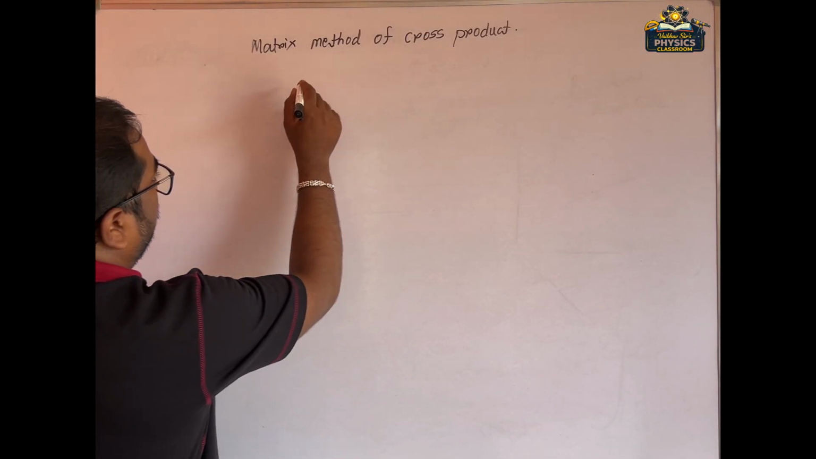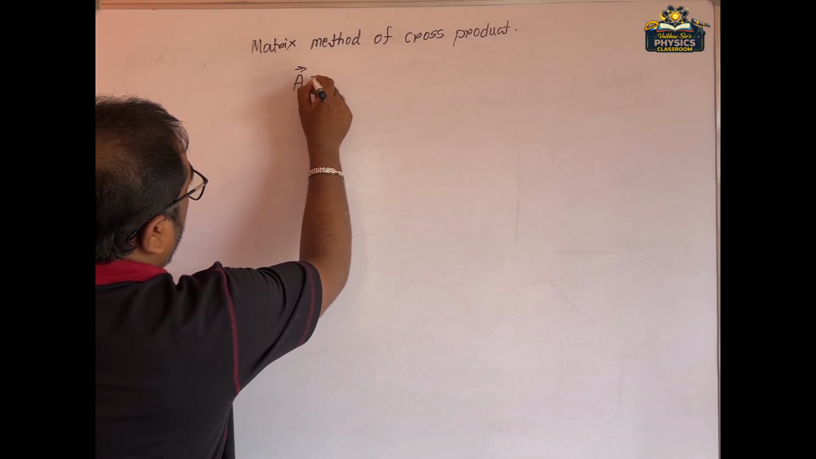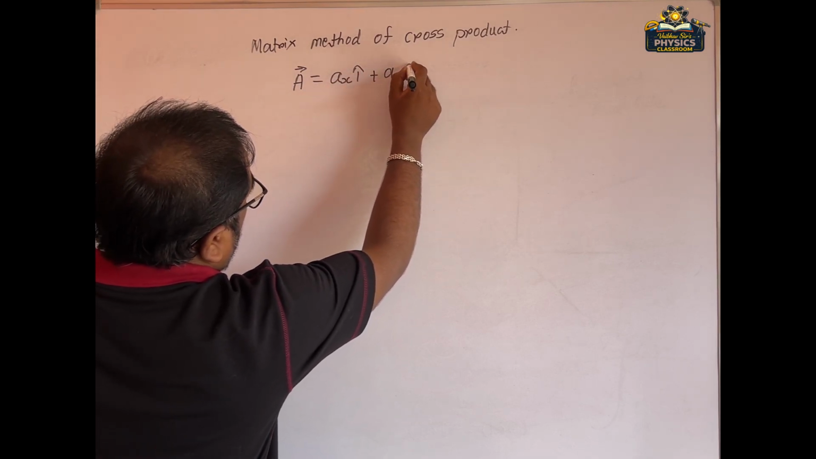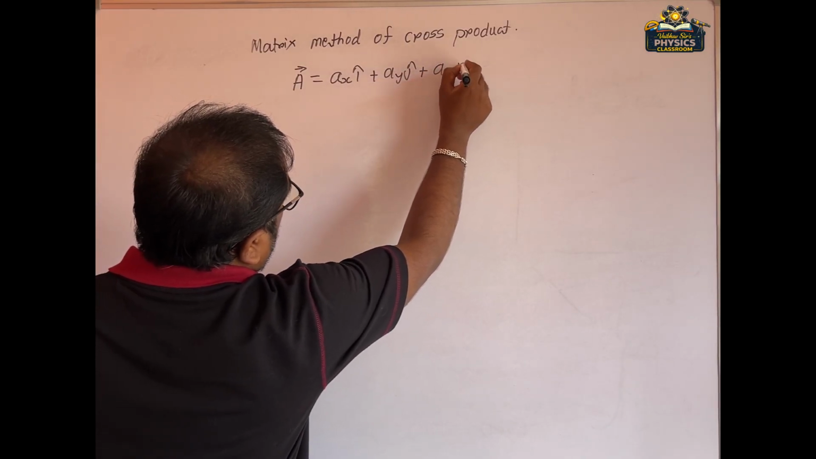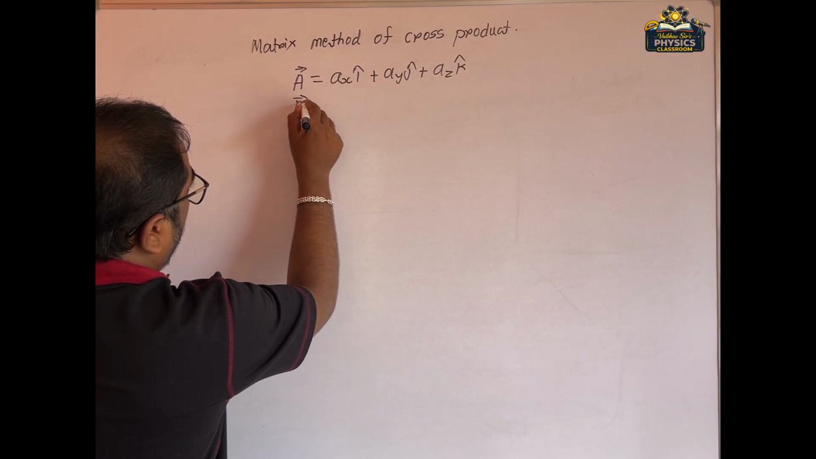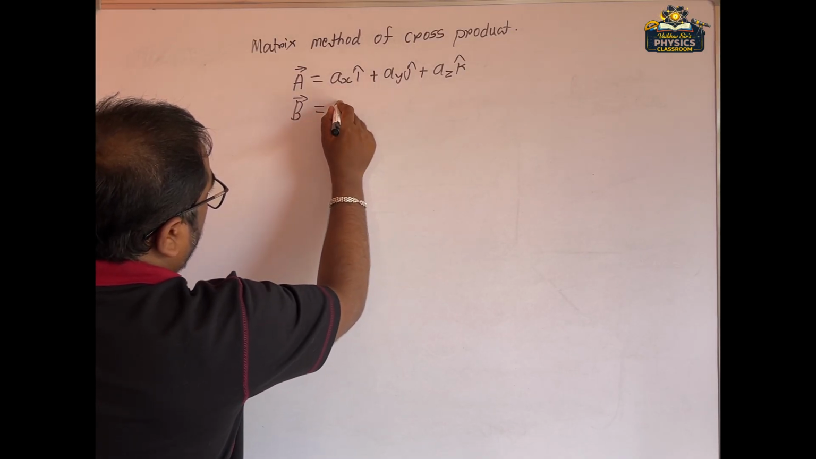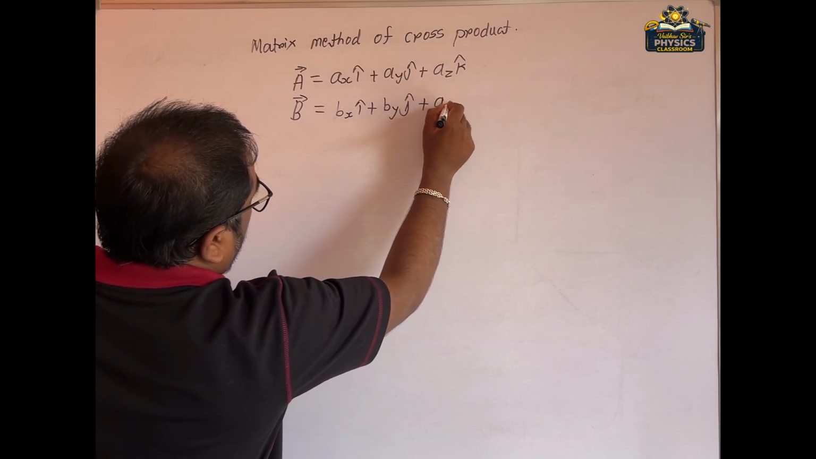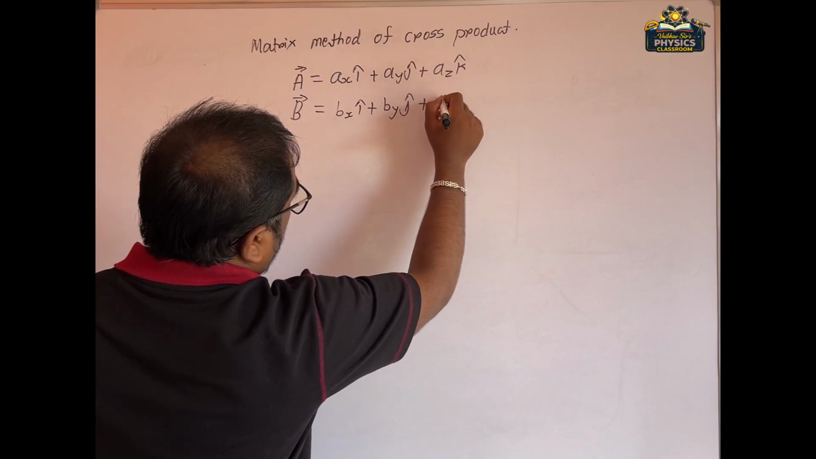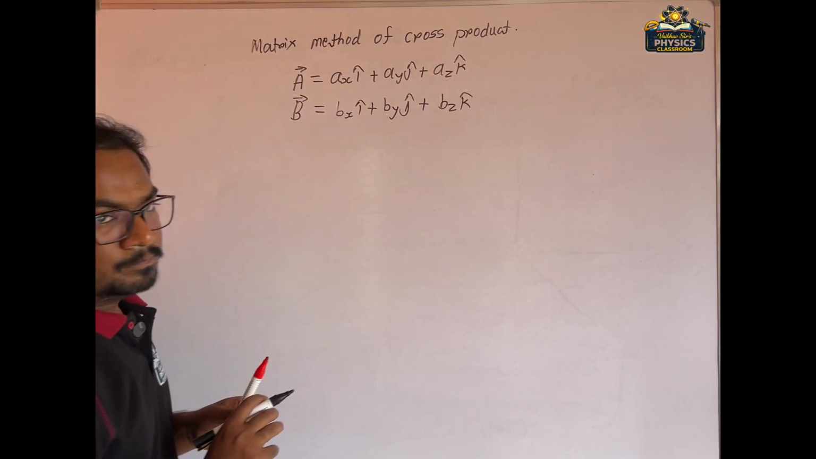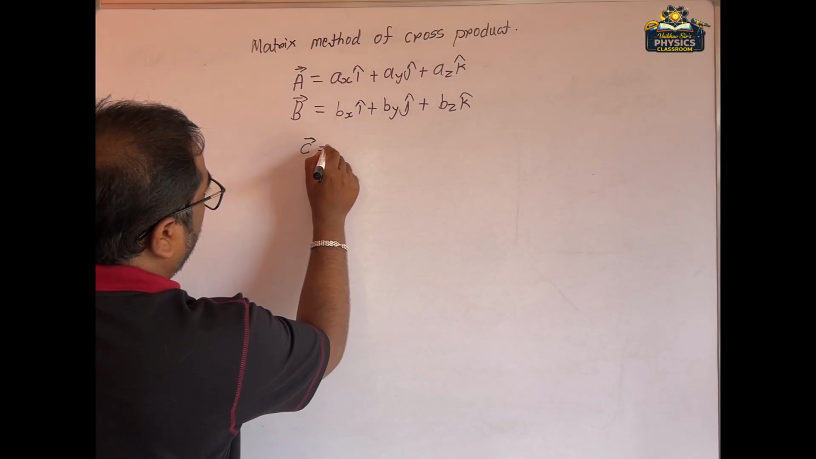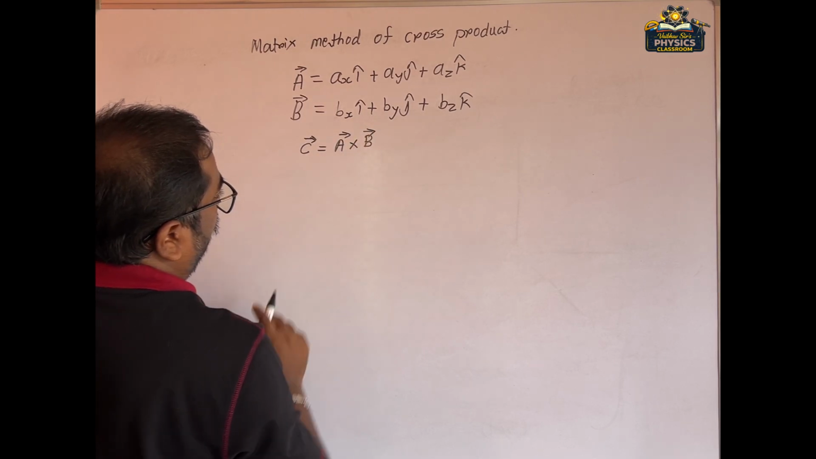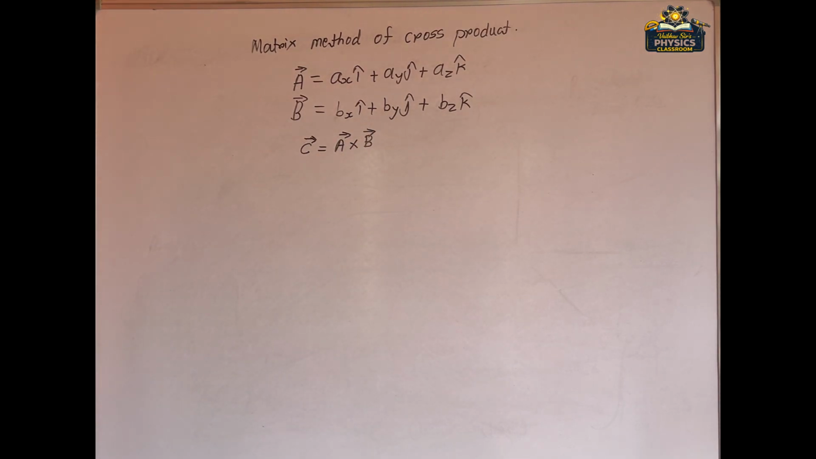Okay, if I take the A vector, that means ax i cap plus ay j cap plus az k cap. I am taking another vector B, this is bx i cap plus by j cap plus bz k cap. Now I want to take the C vector, which will be A vector multiplied by B vector, or the cross product of A and B vector. So how can we get it?